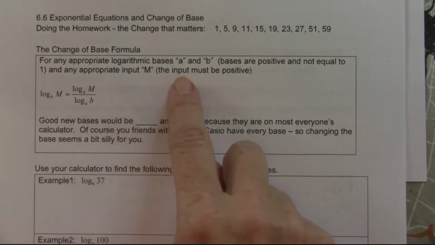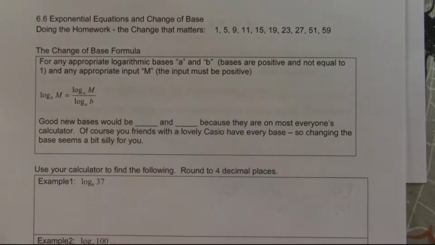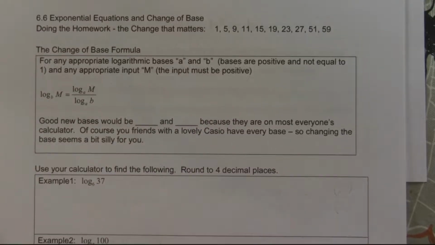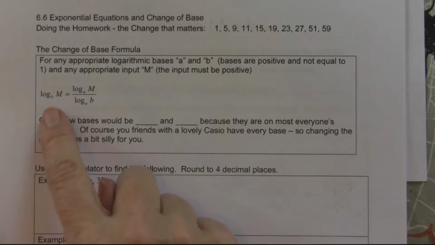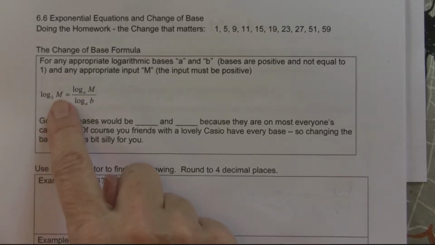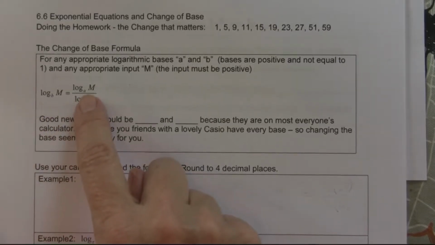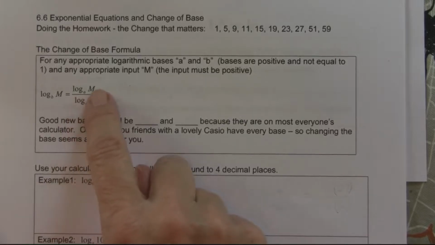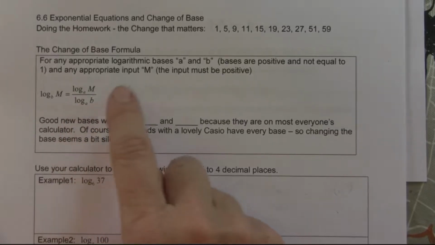Appropriate means that it's positive, because the input has to be positive on a logarithm as well. So log base b of m equals whatever new base you would like to use, log base a of m divided by log base a of b.